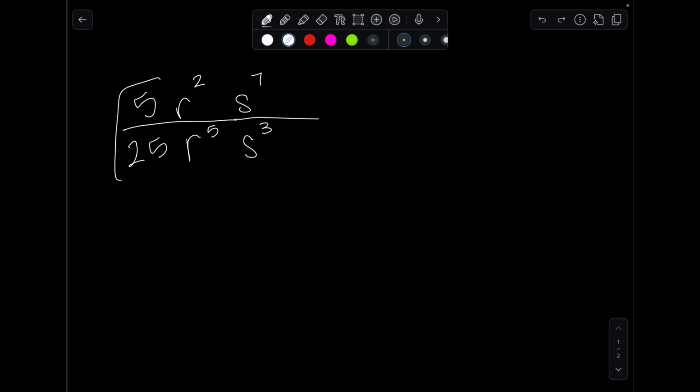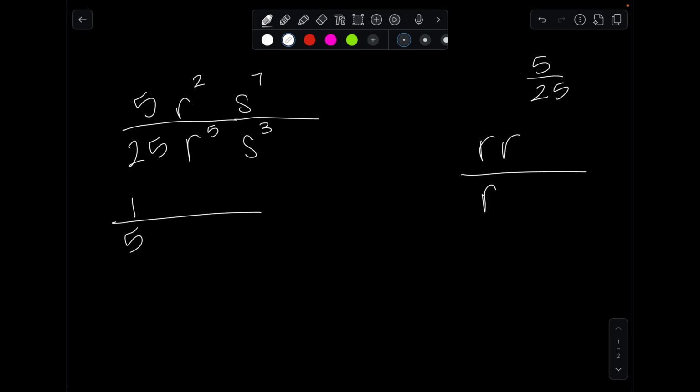Well, let's take 5 divided by 25. 5 eggs out of 25 eggs, you ate 1/5, right? Then we've got r, so you're simplifying the big numbers, the coefficients. Now we've got 2 r's up top divided by 5 r's. So one cookie for one person. We've got 3 cookies, 3 people left at the bottom. So you put that there are 3 r's left at the bottom.